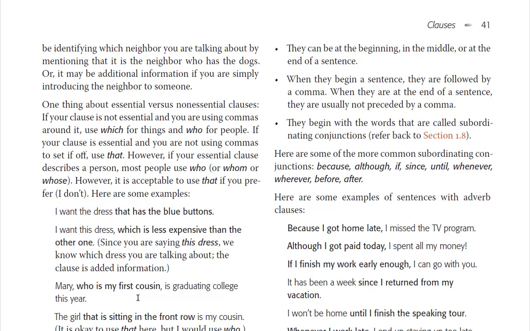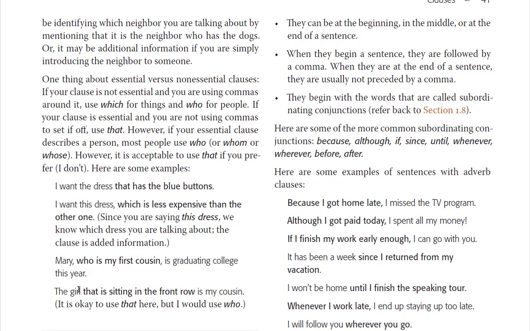Mary, who is my first cousin, is graduating college this year. So who is my first cousin is added information and is not really needed for the sentence. But when you have an appositive, actually this is an adjective clause. Notice that if I take away the who and the is, Mary, my first cousin, is graduating from college. Notice that becomes an appositive. And then if I add in who is, it becomes an adjective clause. That's what I was saying in the previous chapter.